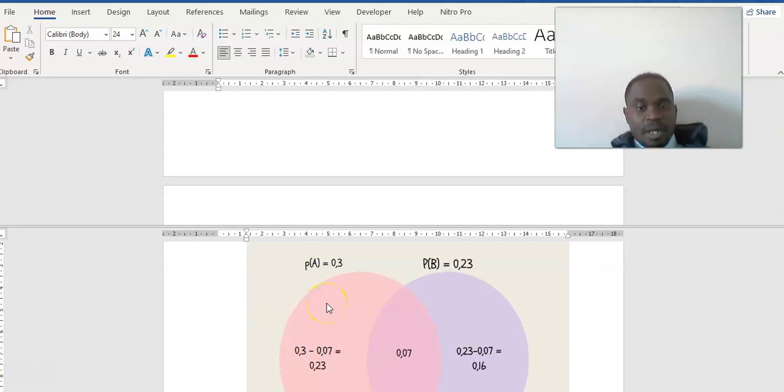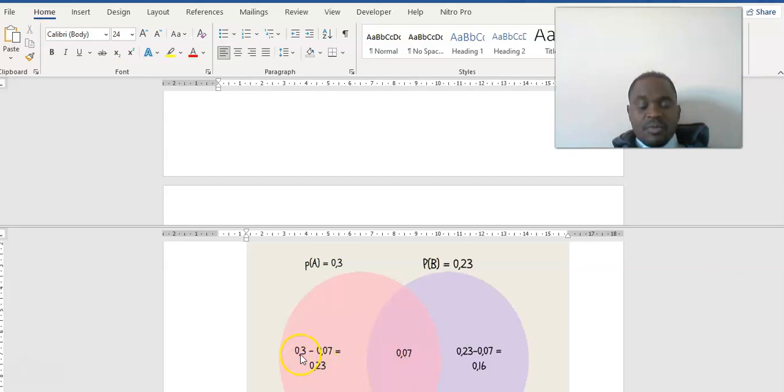We are trying to fill this side. We said this side is A only, in other words, A but not B. This side is A and B. This side is B only. You see, only this side is B only, in other words, B but not A. You don't include A. So here, how are you going to get the value here? We know that 0,09, which is this one.